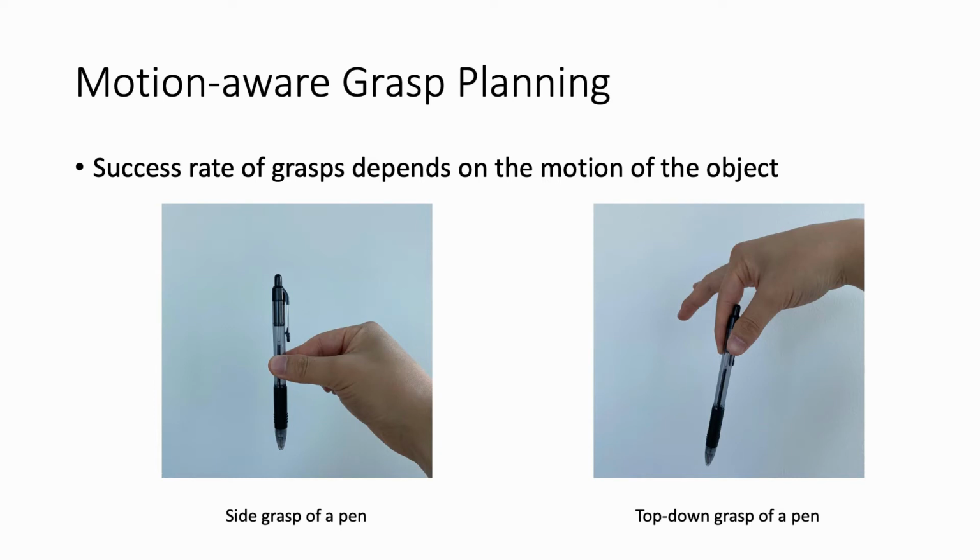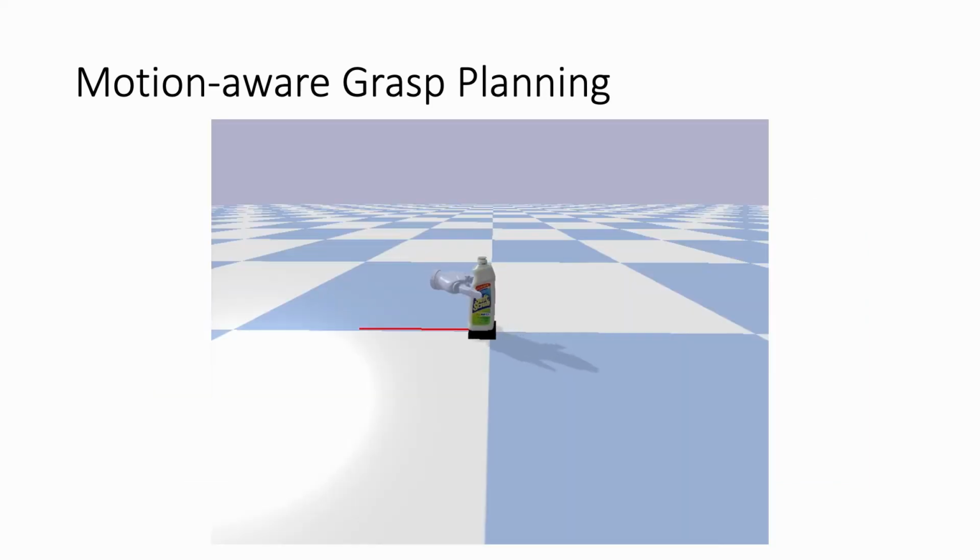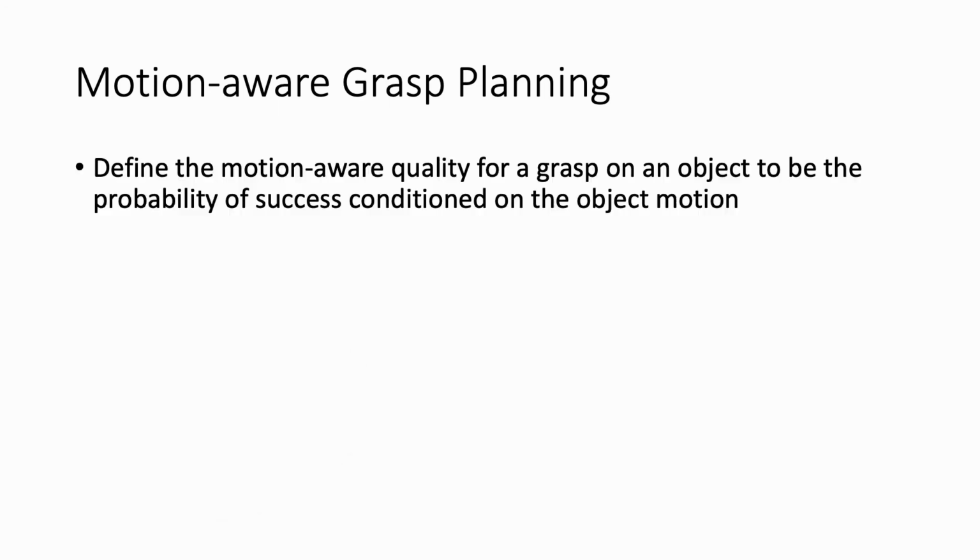But if the pen is moving towards the palm, the grasp on the left is more robust to such motion. This video demonstrates the same idea using the pipeline simulation. All the grasps shown here are stable grasps, but as soon as the object starts moving, some grasps fail and some grasps maintain a high success rate. We define the motion-aware quality for grasps on an object to be the probability of success conditioned on object motion.